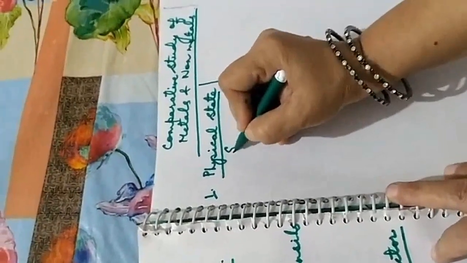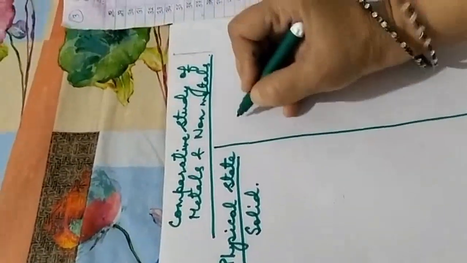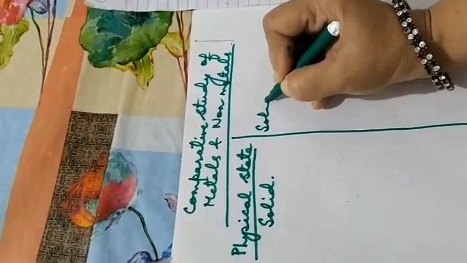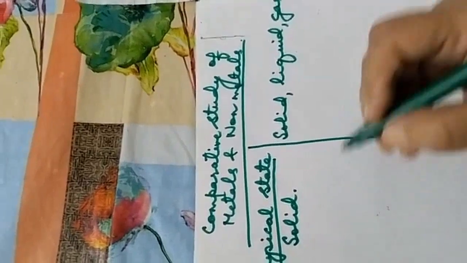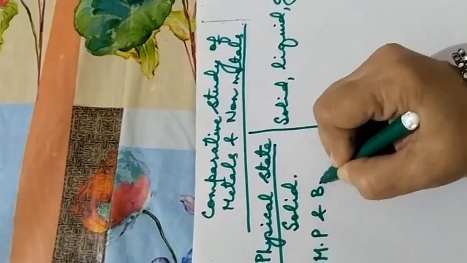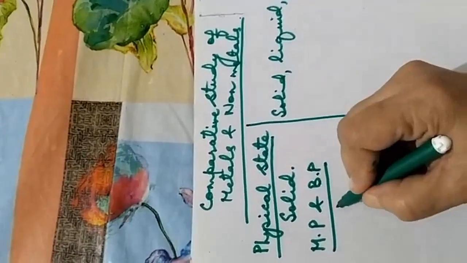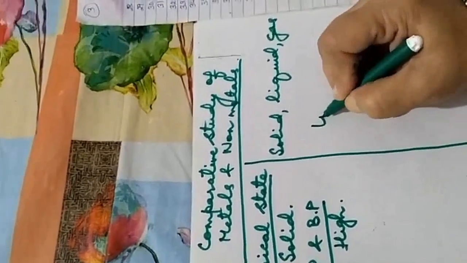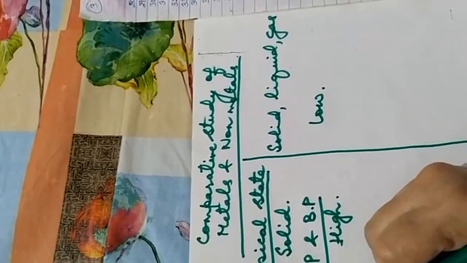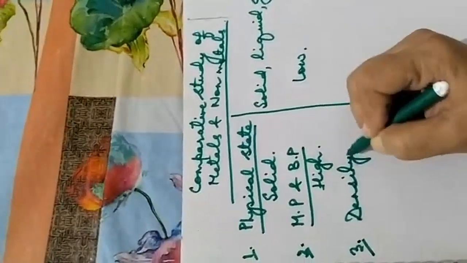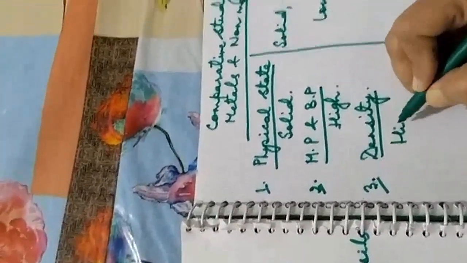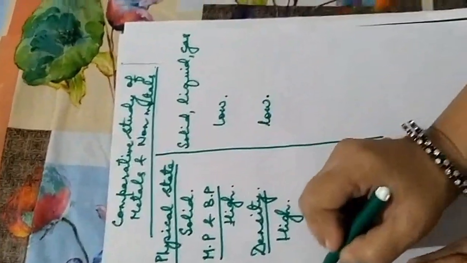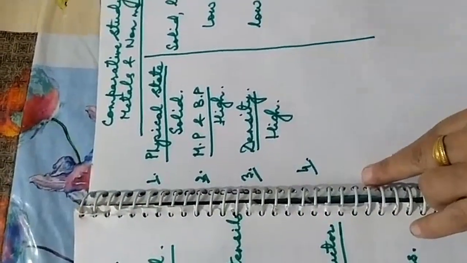Metals are always present in solid state, whereas non-metals are present either in solid, liquid or gaseous state. The second one is melting point and boiling point. Metals generally have high melting point, whereas non-metals have low melting and boiling point. Number 3 is density. Metals have high density, whereas non-metals have low density.